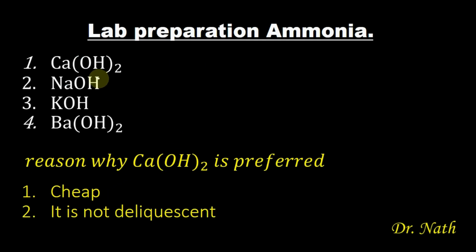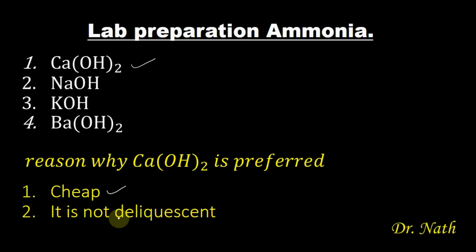So there are different forms of strong alkali that we have. Calcium hydroxide is a strong alkali, sodium hydroxide is a strong alkali, potassium hydroxide is a strong alkali, and barium hydroxide is a strong alkali. But in the laboratory preparation of ammonia, calcium hydroxide is preferred, and the reason why it is preferred is because of two main reasons. Number one, because the compound is very cheap. So calcium hydroxide is preferred in the laboratory preparation of ammonia because it is very cheap. Then the second reason why it is preferred chemically is because it is not deliquescent.